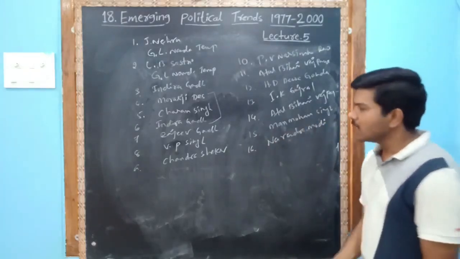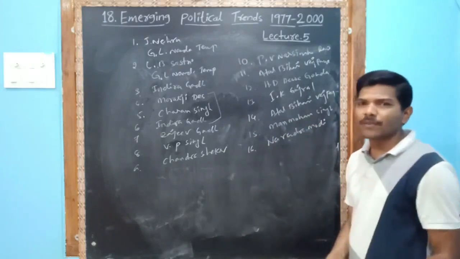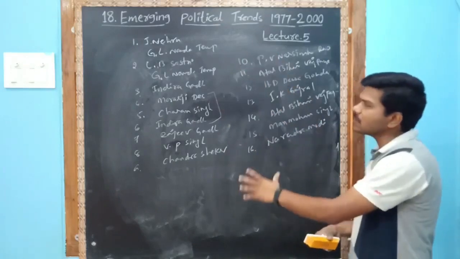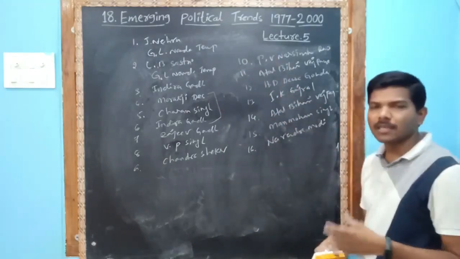Children, this is the sequence of the Prime Ministers of India. You have to understand it very properly. These are the sequence, and they have also given the photos in the textbook lessons.